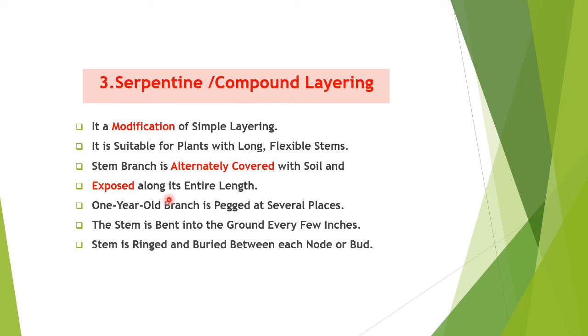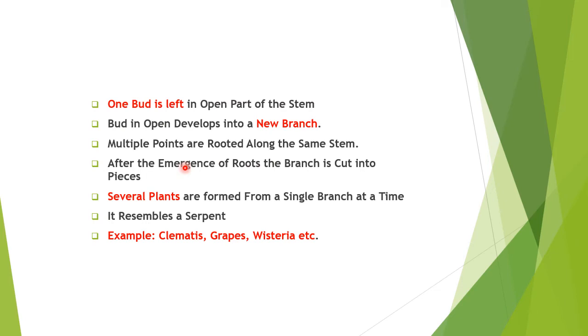Here you are taking a branch and putting it down, and you are keeping at least one bud exposed, and the others are kept underground, and a 1 year old branch is pegged at several places. The stem is bent into the ground every few inches. The stem is ringed and buried between each node or bud. So that means one bud is left in the open part of the stem, and the rest is covered. So it is done alternately. The bud in the open develops into a new branch, and multiple points are rooted along the same stem.